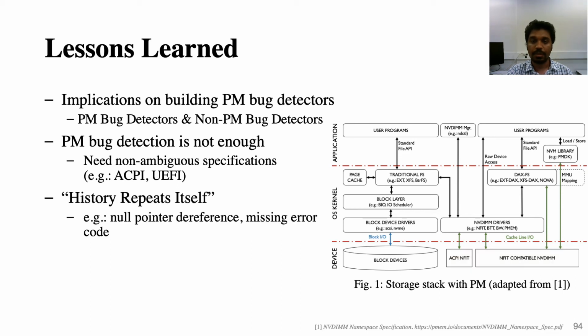History repeats itself. We find that many classic bug patterns such as null pointer dereference and missing error code still exist in the context of PM, and many similar mistakes are repeated in different subsystems across the kernel.